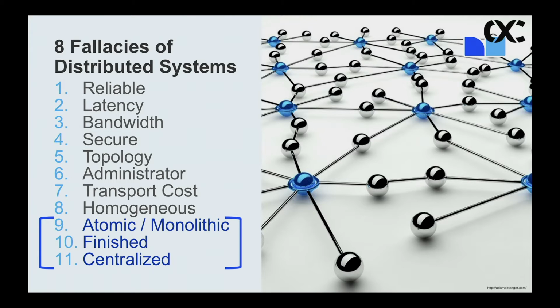The 9th one is that the system is atomic or monolithic. The 10th is that the system is finished. And the 11th is that business logic can and should be centralized. So you have lots of different fallacies that tell us why we need to make tests to make our system work.